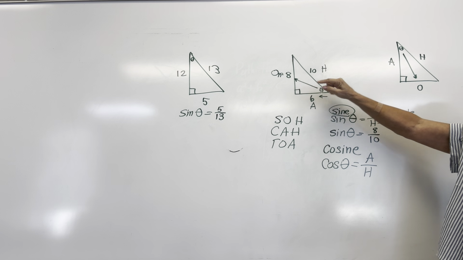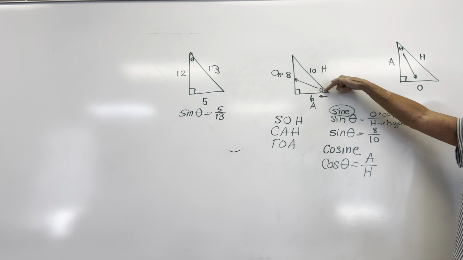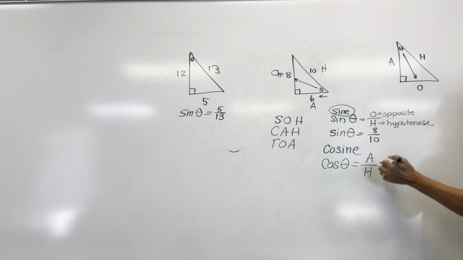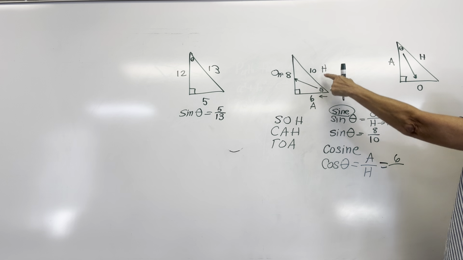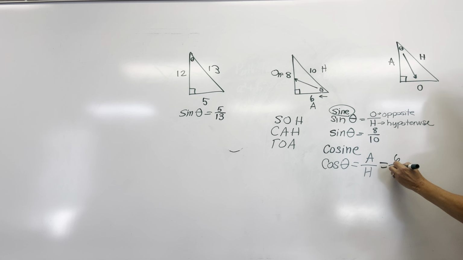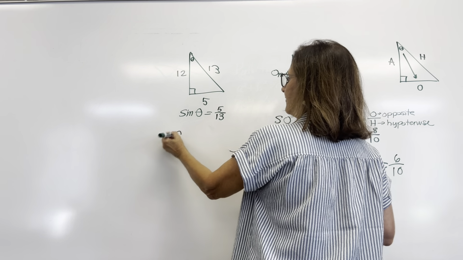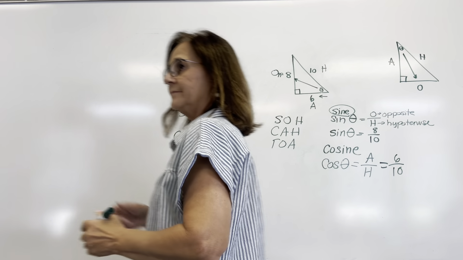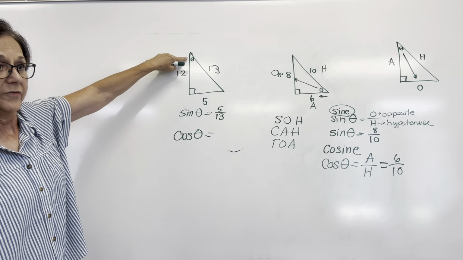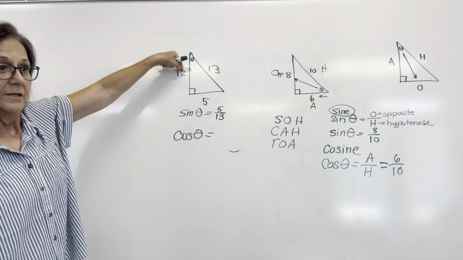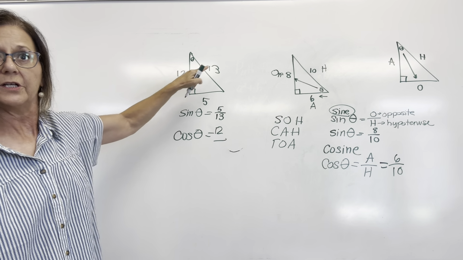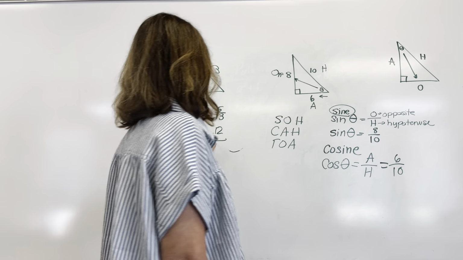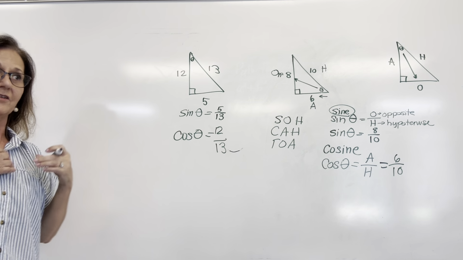So in this triangle with theta, the cosine would equal the adjacent side, 6, over the length of the hypotenuse, 10. Got it? And for this one, the cosine of theta would equal the adjacent side, which is 12, over the hypotenuse, which is 13. Make sense so far?